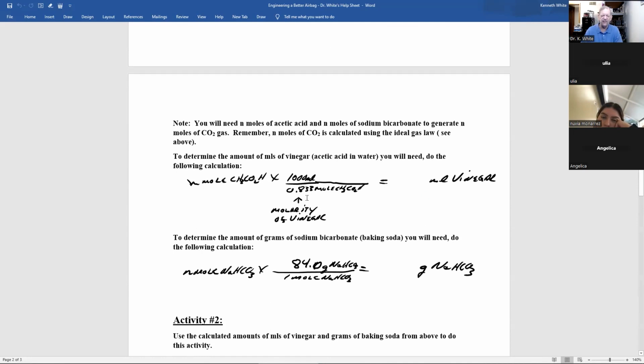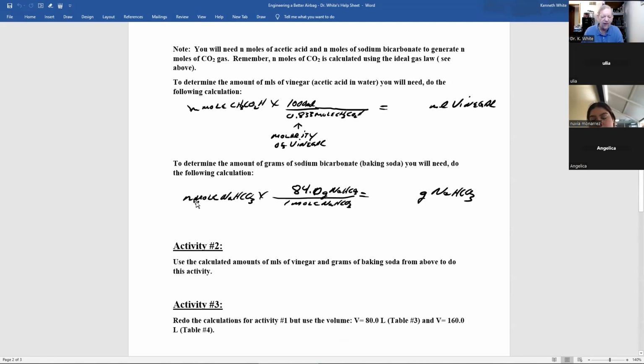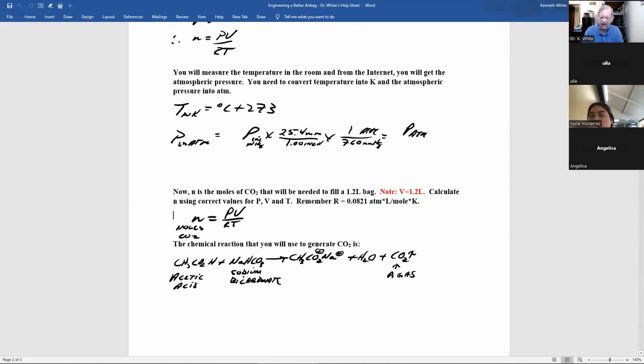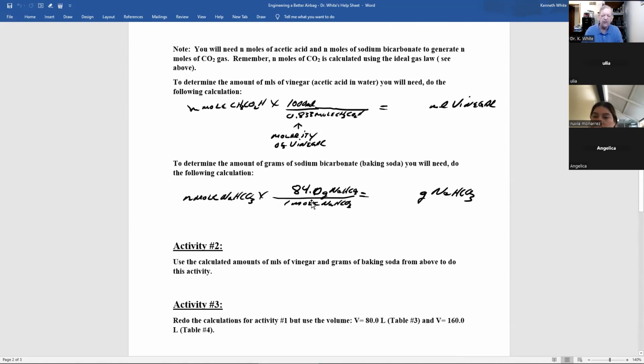Times 1,000 divided by 0.833. That's the molarity, moles per 1,000 milliliters, except you turn it upside down for this, and it will give you how many milliliters of vinegar. Now, for every 1 mole of CO2, you need 1 mole of sodium bicarbonate, and that equals N moles of sodium bicarbonate. Use the same N you calculated up here. You multiply it times its molecular weight per mole.